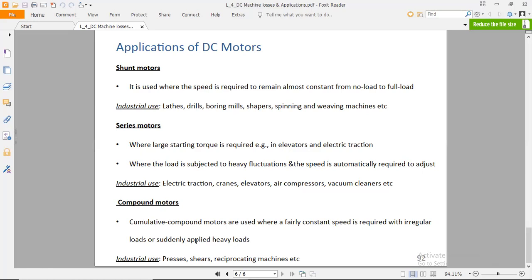Particularly, the compound motor is used out there. Industrial use of the compound motor is in pressers and shears, reciprocating machines. These are the particular applications which I don't have any kind of aspect on till now. I'm not seeing particular aspects of reciprocating machines, but out there in the compound DC motor they are using it.